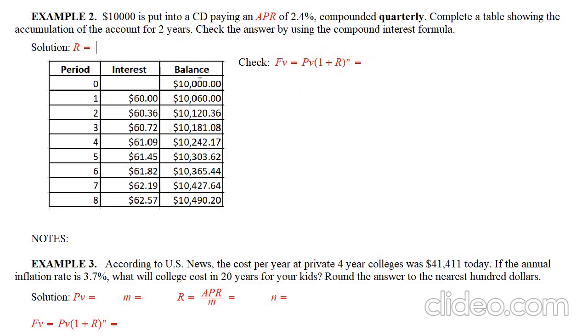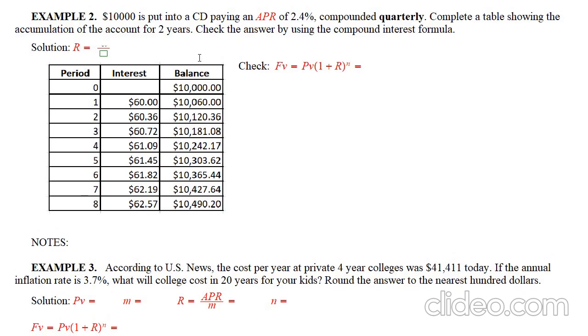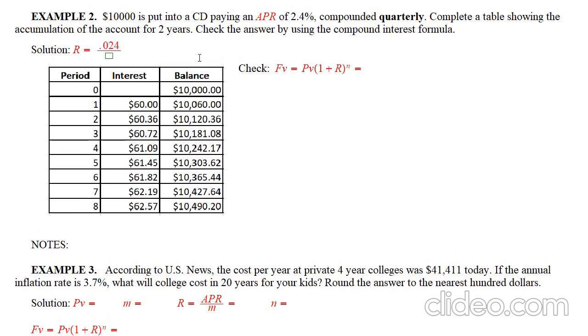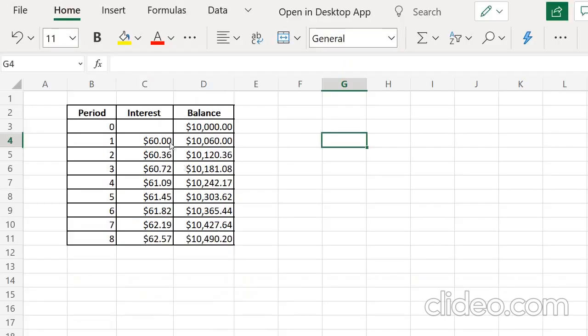First, we need our quarterly rate. So we want to take that 0.024 and divide it by 4. So the annual rate divided by 4 quarters. That'll give you 0.006. And the easiest way to generate this table is in Microsoft Excel. So let me show you how to do that.